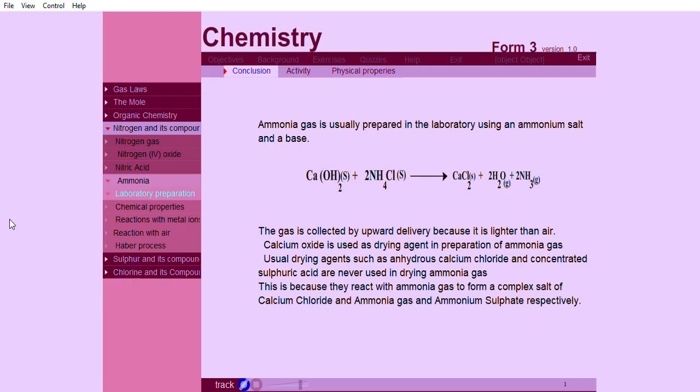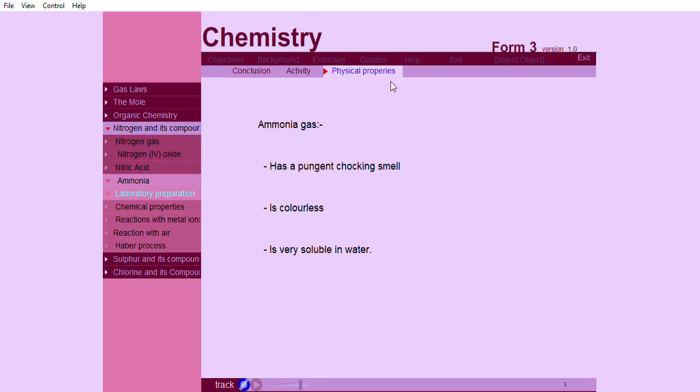Usual drying agents such as anhydrous calcium chloride and concentrated sulfuric acid are never used in drying ammonia gas. This is because they react with ammonia gas to form calcium chloride, ammonia, and ammonium sulfate. Ammonia gas has a pungent choking smell, is colorless, and is very soluble in water.